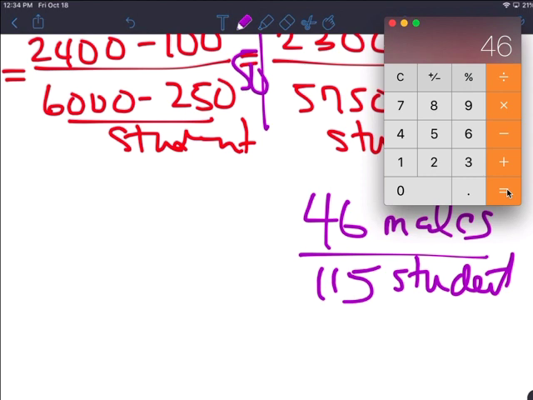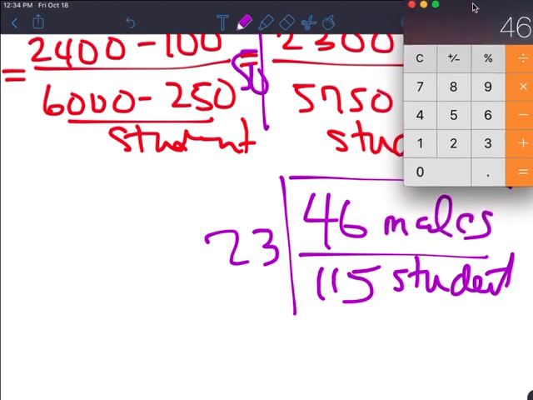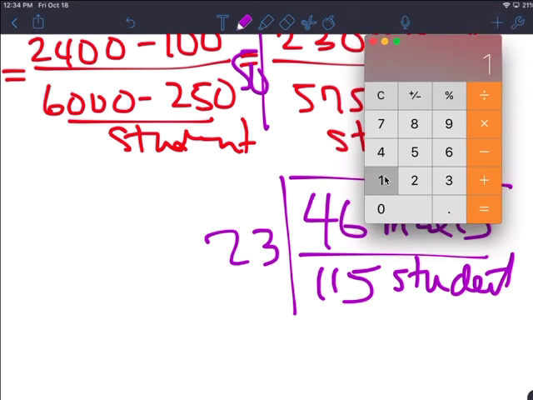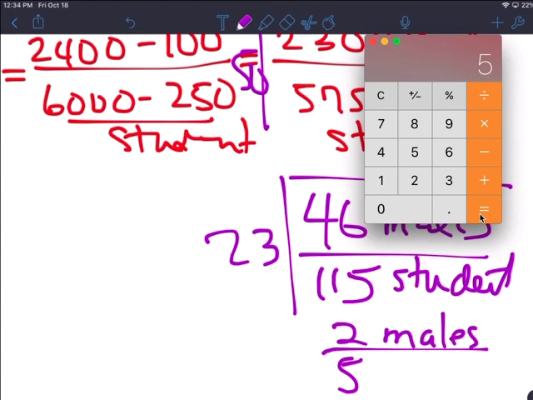So divide this by 23. Okay. Divide that by 23. 115 divided by 23. Yep, 5. 2 over 5. 2 males over 5 students.